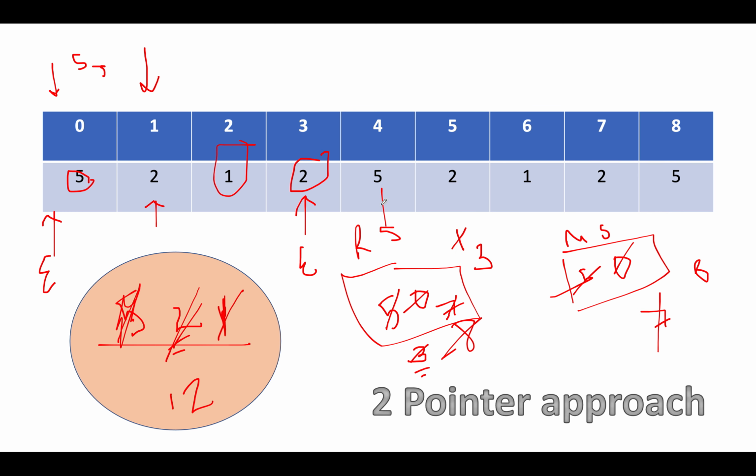Next we have 5. 5 gets added, and running sum gets updated to 8. Max sum still remains the same because running sum is equal to it.